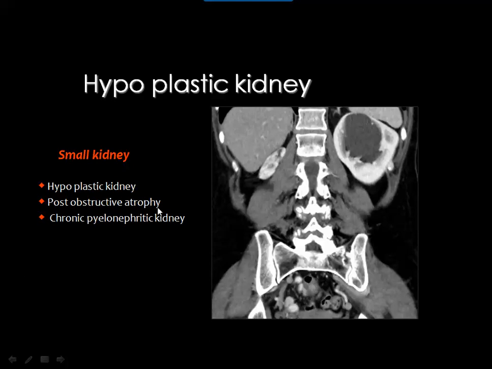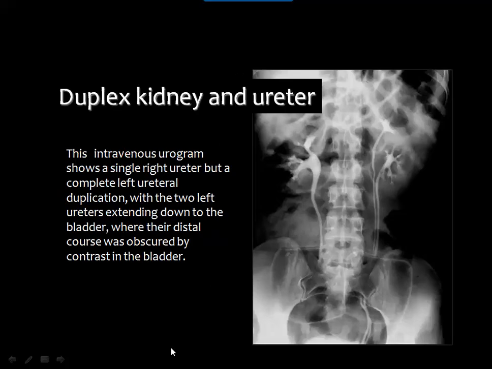Post-obstructive atrophy: you see the cause of obstruction, and you see a dilated pelvicalyceal system with atrophic renal parenchyma. While in chronic pyelonephritic kidney, you see the kidney is small with a scarred renal parenchyma, and the collecting system is on the surface of the kidney, as I will show to you.